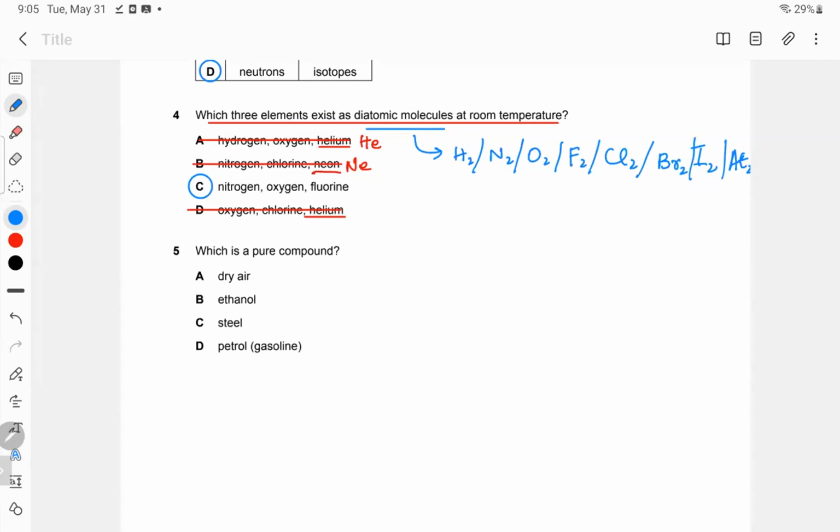Okay. Question number 5. Which is a pure compound? Dry air. Is it a pure compound? No, sir. What about ethanol? Yes, sir. It can be. But what about steel? Steel is a mixture. Dry air is also a mixture. Steel contains carbon and iron. Yes, and petrol is also a mixture of hydrocarbons. So D also goes wrong. So we are left with the B option only. So B is our correct answer. Is it clear till here for everyone? Yes, sir.